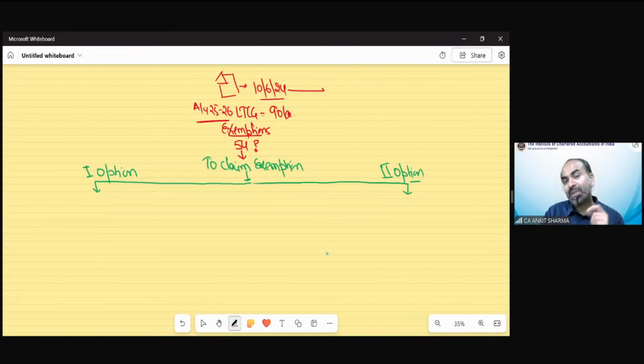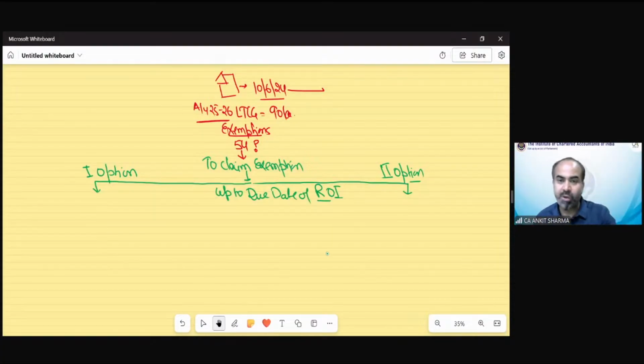And to claim this exemption, the date of ROI is very important. You have to either fulfill the option 1 condition or the option number 2 condition. So what we need to do, up to the due date of ROI. ROI is the return of income, the tax return filing due date.